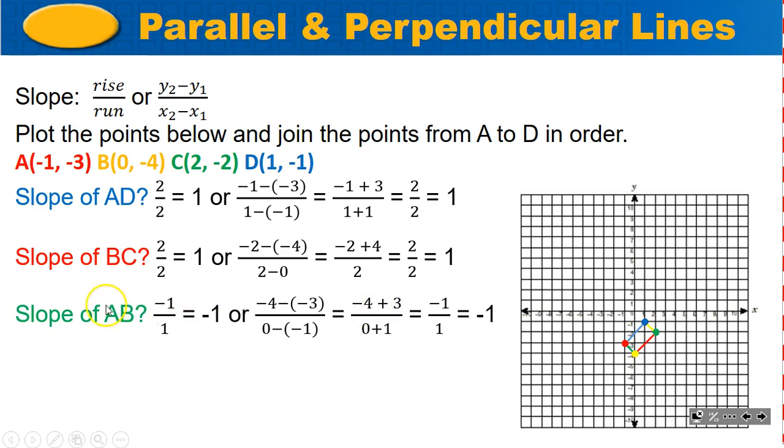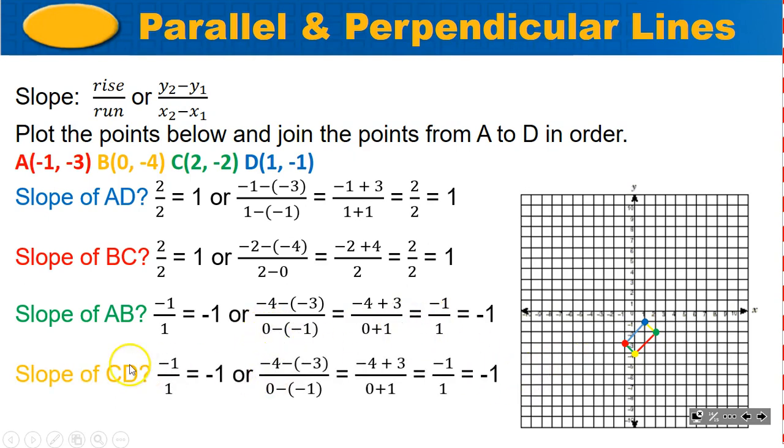Now, we're going to keep going. We're going to find the slope of AB. Now, AB is red and yellow. So we're going from red to yellow. So we're going down 1, which is a -1, and then to the right 1. So again, we got -1 over 1. That's -1. Once again, can do it with the slope formula.